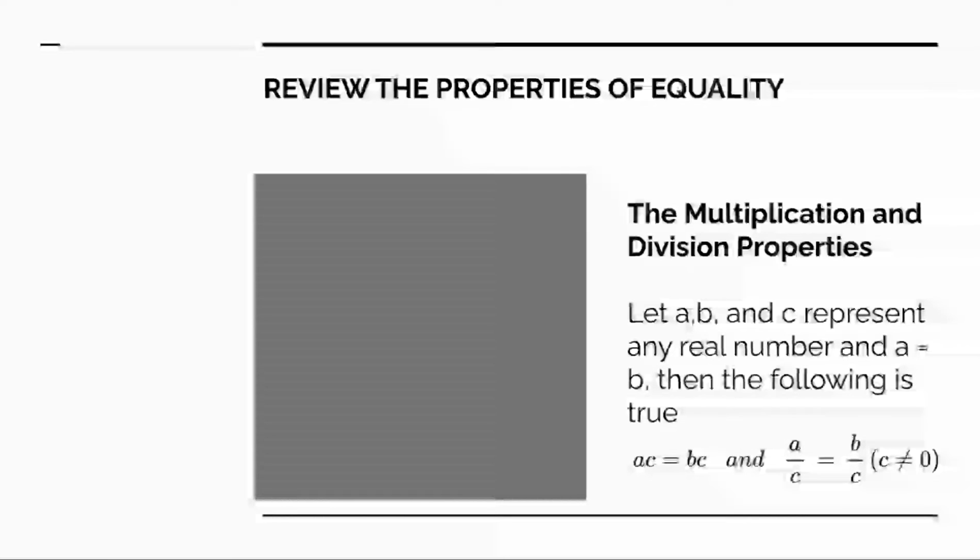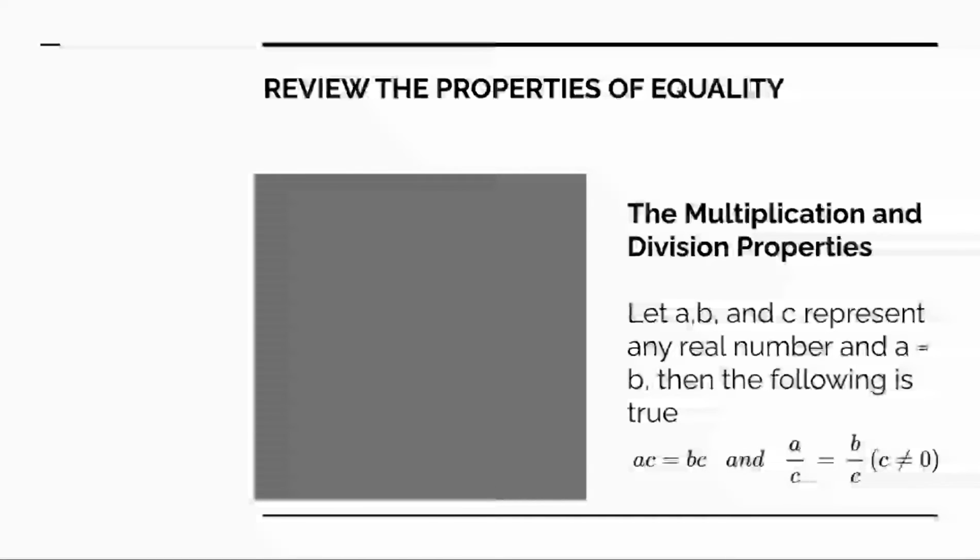All right, let's move on to the next two concepts: the multiplication and division properties of equality. Let A, B, and C be real numbers where A and B are equal. Then the following are true. The product of A and C is equal to the product of B and C. When we say the product, we mean we're multiplying, so the product of A and C means A times C. Just want to make sure that's clear.